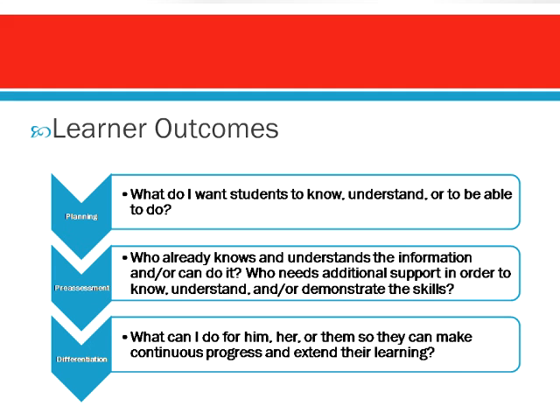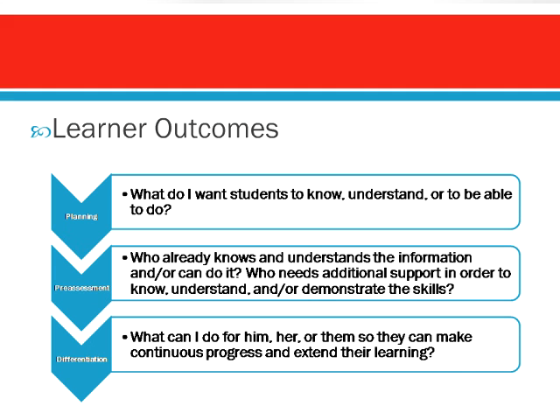If you'll notice on the effective differentiation model, in the center are learner outcomes. This is the goal. We want kids to be learning. And in order for children to have learning experiences, you have to ask these three questions. The first one is your planning question. What do I want students to know, understand, or be able to do? And it is only when you have planned that you can move to the pre-assessment question: who already knows and understands the information and or can do it? Who needs additional support in order to know, understand, or demonstrate the skills?